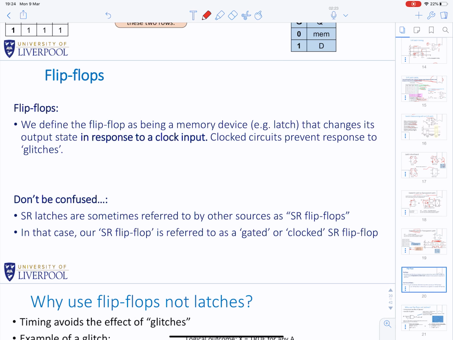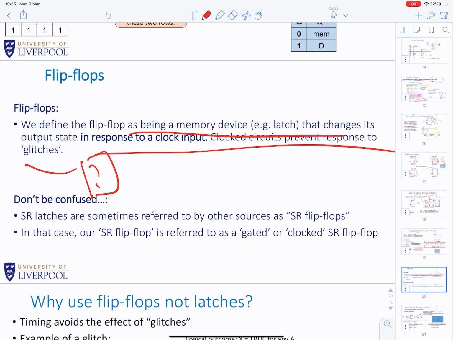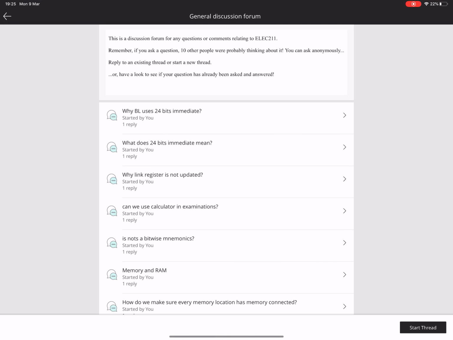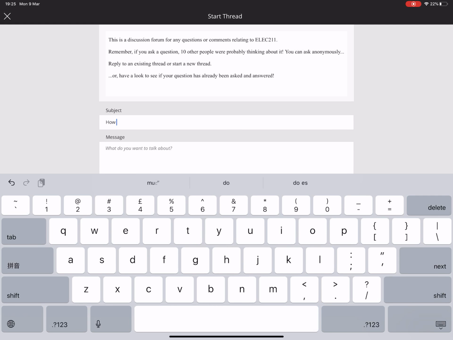And flip-flop, we define the flip-flop as a memory device that changes its output state in response to a clocked input. Clocked circuit prevents response to the glitches. How does the clocked circuit prevent it? How does the clock input change the glitches?